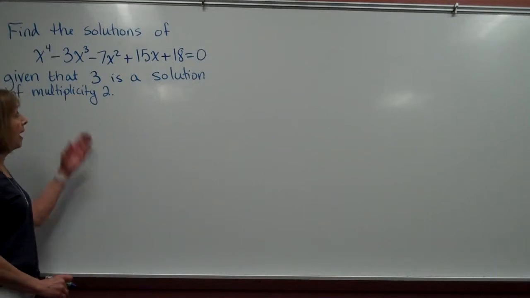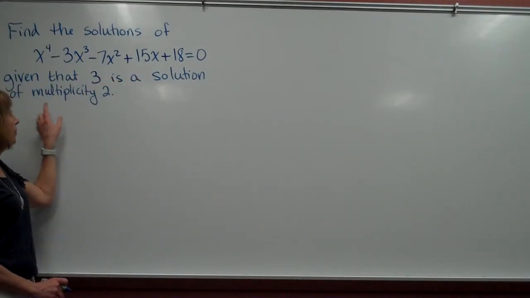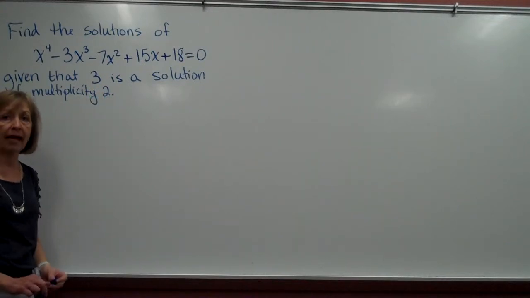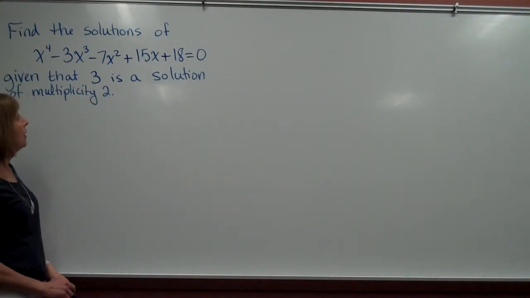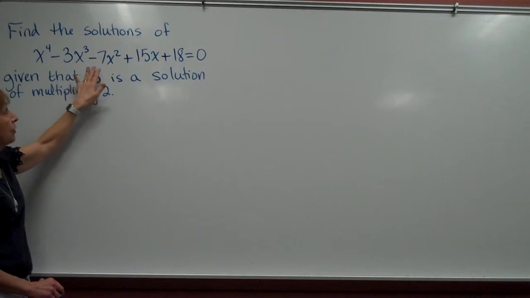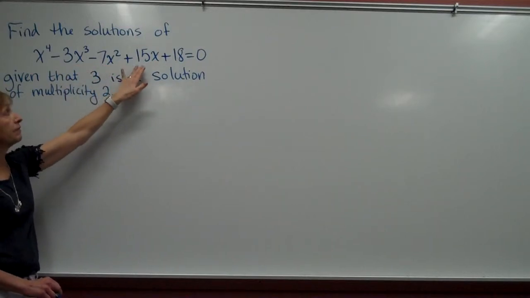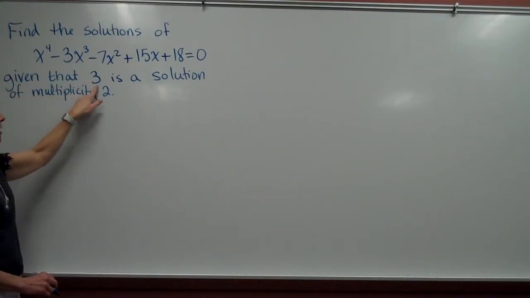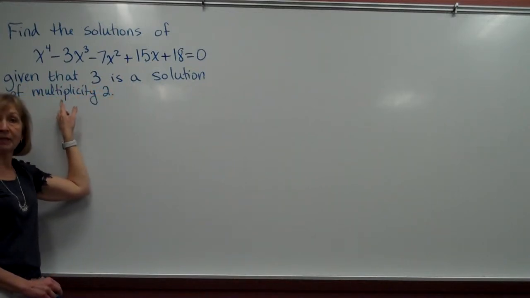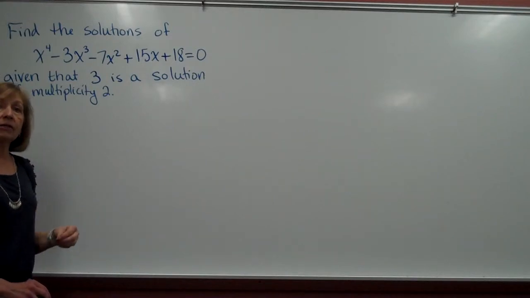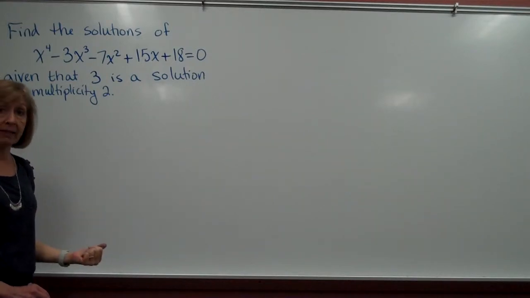This is an example of solving a polynomial equation if you're given a partial list of the solution set for the equation. So here it says find the solutions of the polynomial equation x to the fourth minus 3x cubed minus 7x squared plus 15x plus 18 is equal to 0, given that 3 is a solution of multiplicity 2. So they're telling us that 3 is a solution to that equation twice.